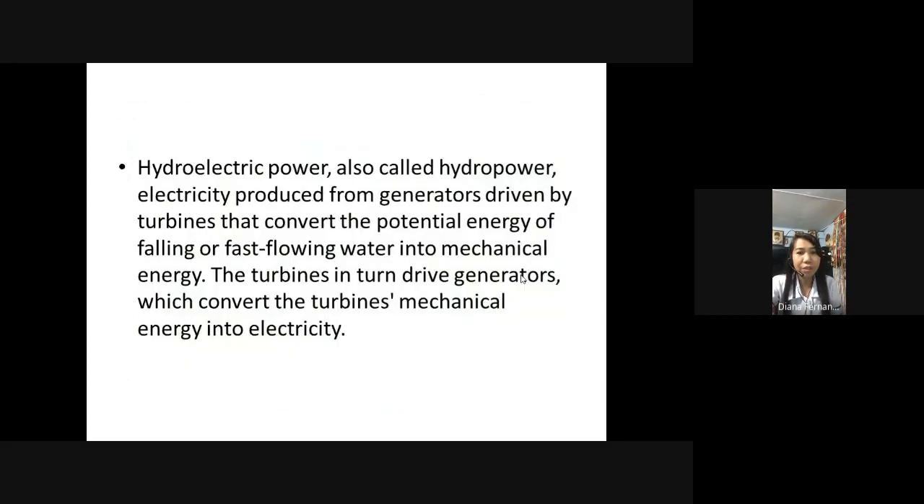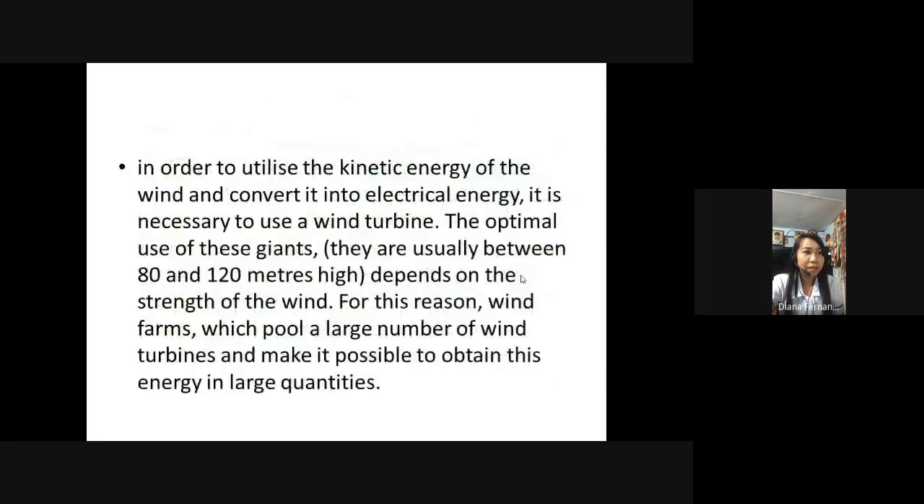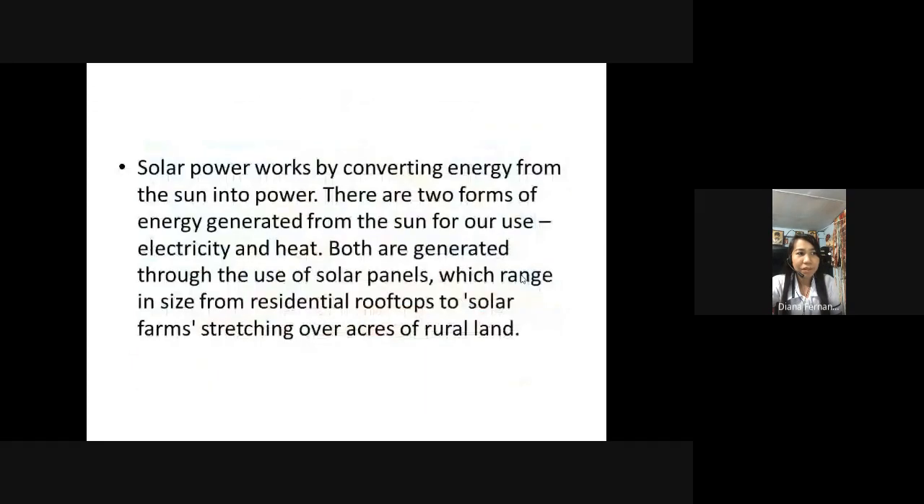Ang hydroelectric power, yun yung steam, ano? Nakaka-produce ng energy dahil sa sobrang init doon sa ilalim ng tubig. Solar power. Nakakita na ba kayo ng solar power? Solar panel? Ayan. Alternative source of energy din yan. Solar power works by converting energy from the sun into power. There are two forms of energy generated. Electricity and heat. So, yun.